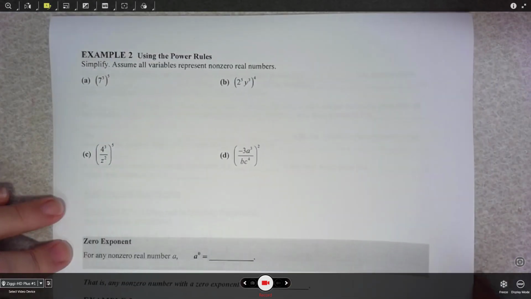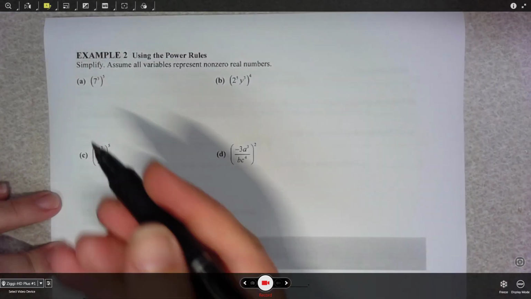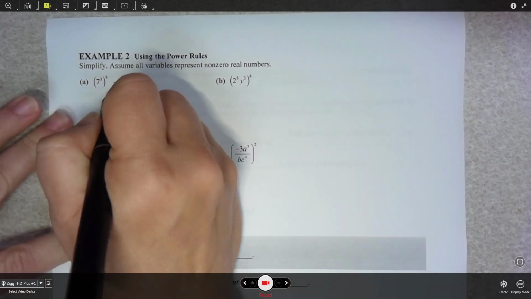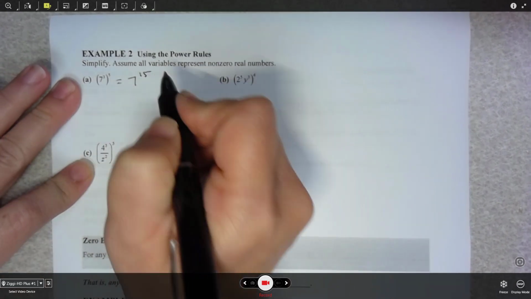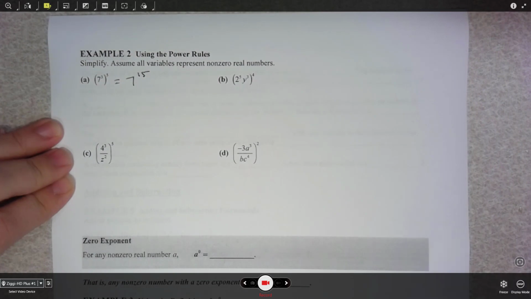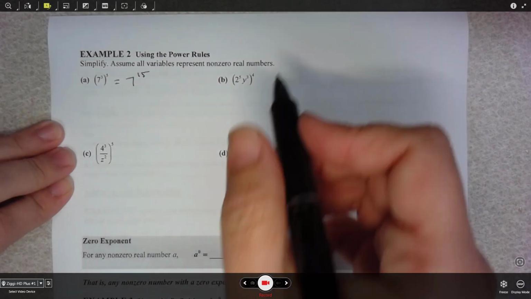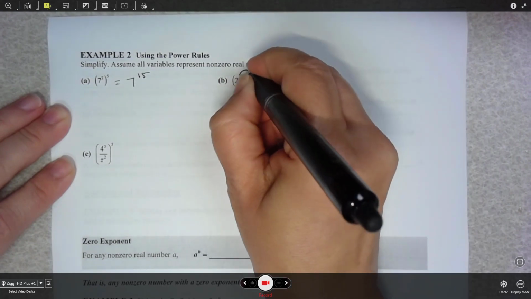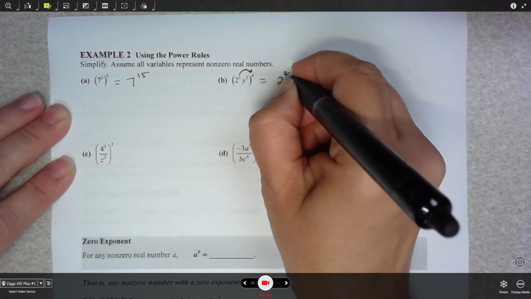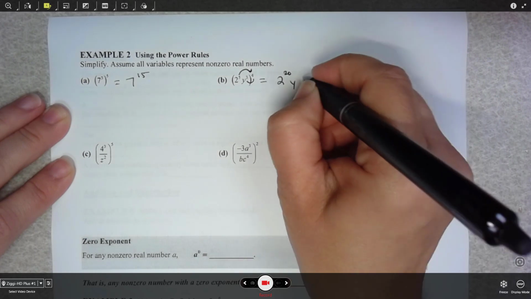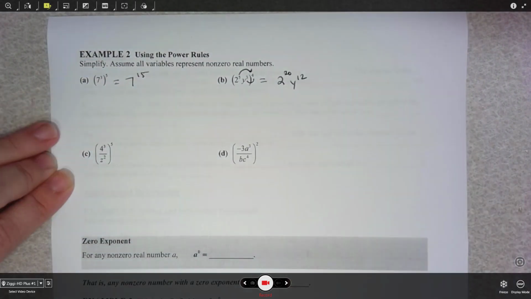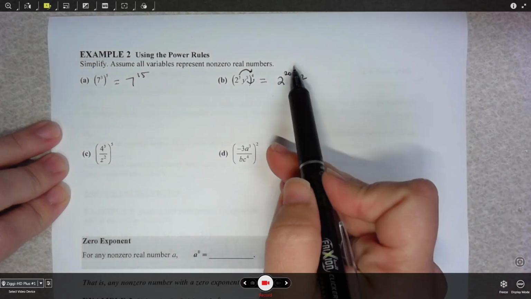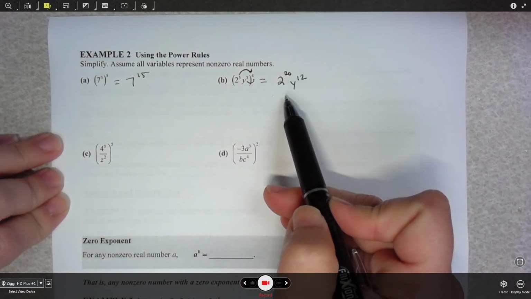Alright, if I'm using the power rules, notice I have here a power raised to a power. I'm going to say 7 to the 15th power. Then you can use your calculator to evaluate that. Here I'll have 2, and I'm going to say 5 times 4 is 20. And then I'm going to say 3 times 4 is 12. So I'd have 2 to the 20th power. Using your calculator, you could evaluate that and get the final number, y to the 12th.